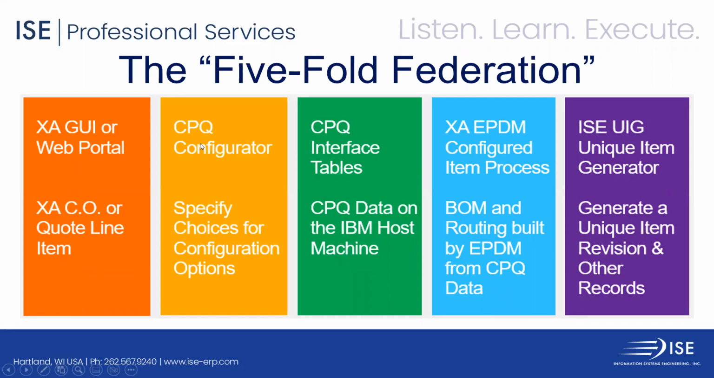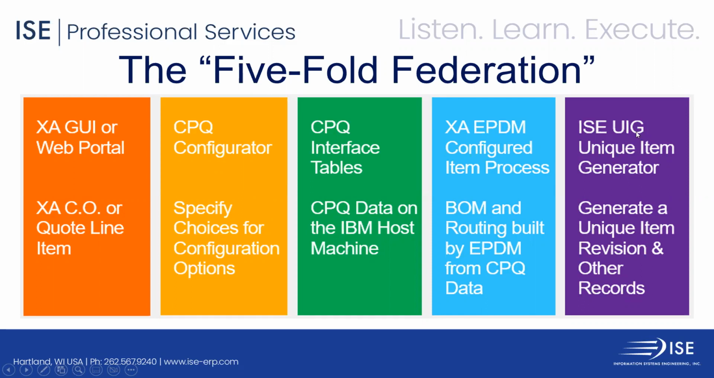You run through the enterprise configurator in the cloud CPQ, and you specify all your configuration options. Once everything's done, you click the finish button and create that order, and that pushes the data onto the IBM machine, and it's now in the CPQ interface tables. And again, that's where those two unattached jobs wake up and start working feverishly to create a unique item process with its own BOM and routing. That's all built based upon the CPQ data.